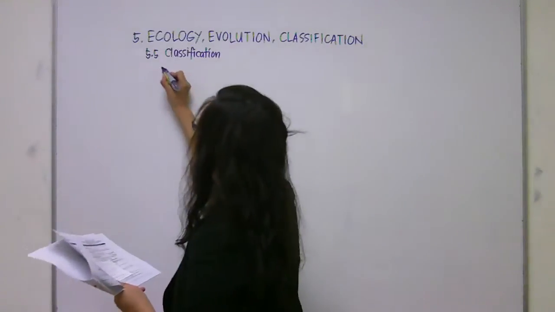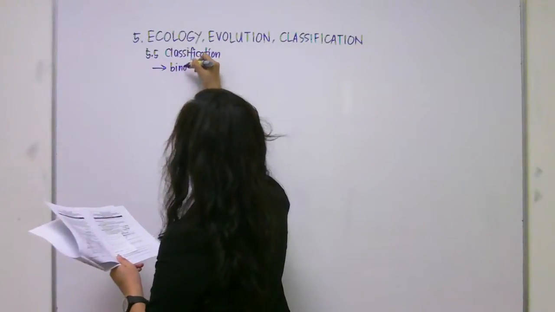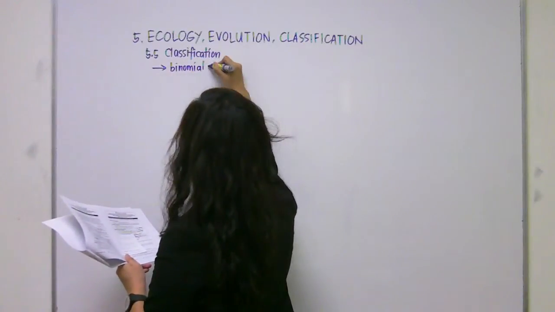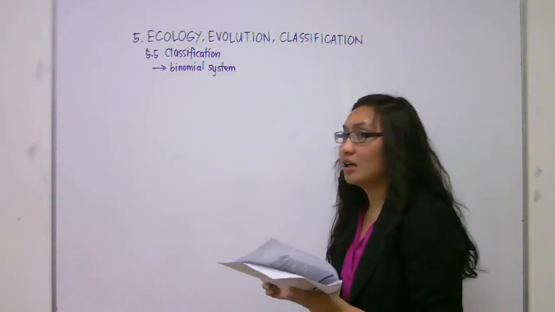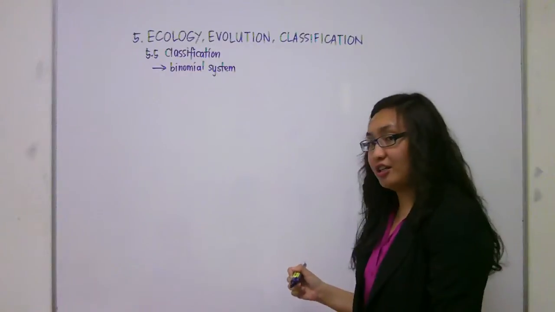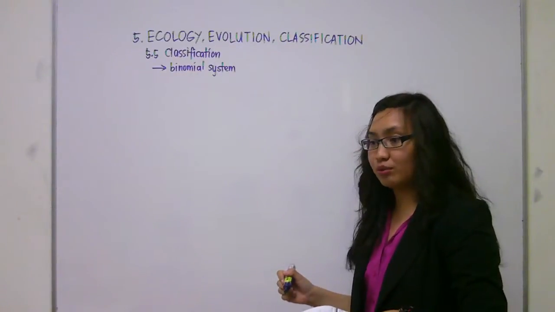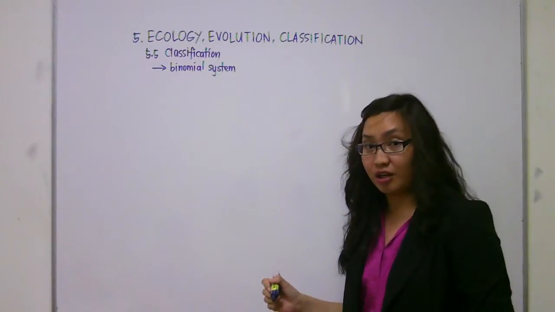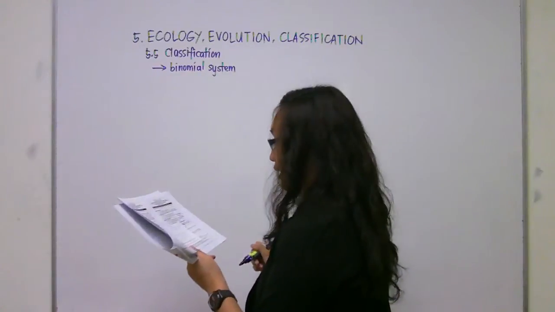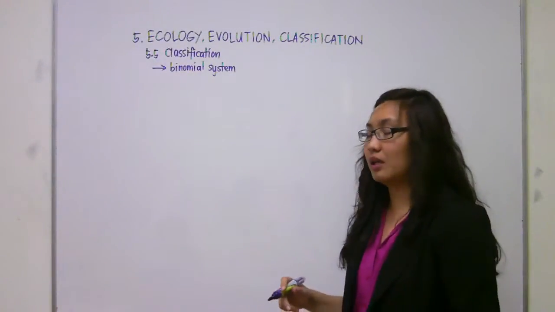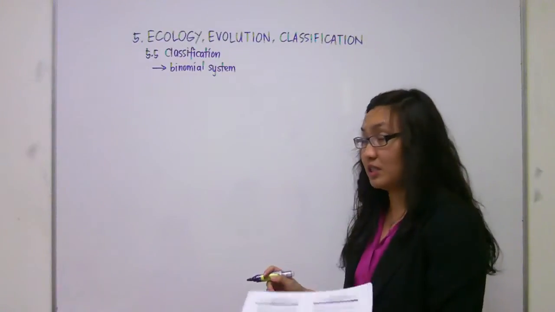First, we need to familiarize our students with the binomial system. In the binomial system, this is the process of giving two names to each organism. The two names are derived from the last two areas in the hierarchy of taxonomy, which are the genus and the species. So the scientific name of most organisms is derived from the genus and the species name.